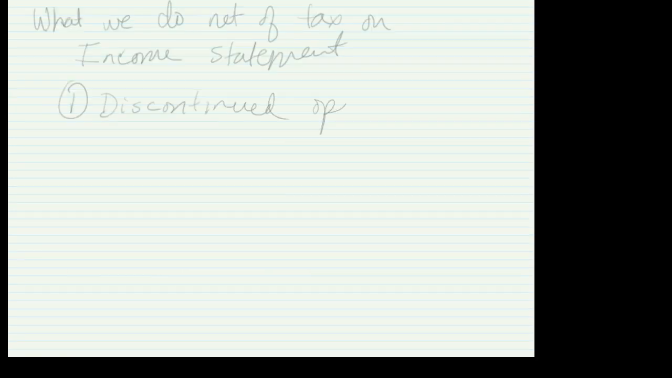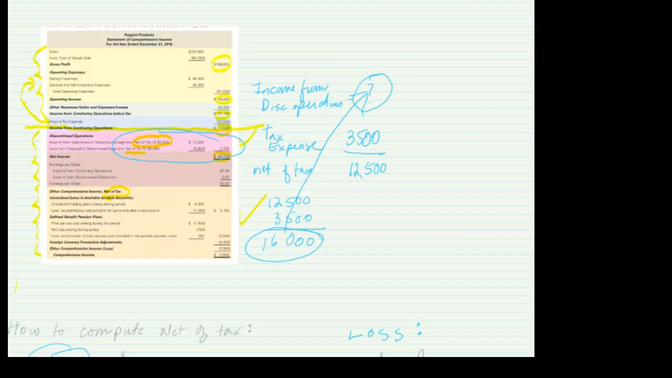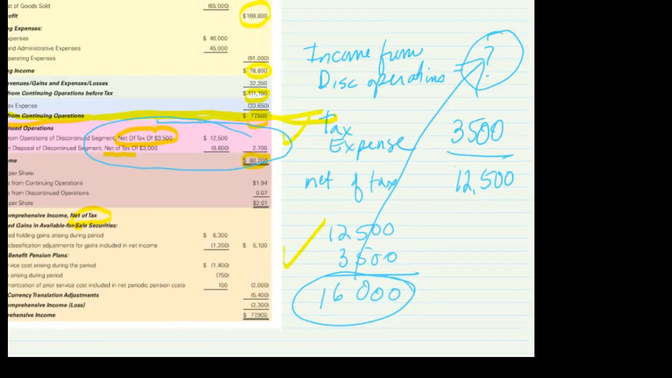What do we do net of tax on the income statement? Remember, anything below continuing operations: discontinued operations and all OCI items. This is called intra-period tax allocation. That's the official word. But basically, it's associating the income tax expense with everything shown above it, and everything shown below has to be done net of tax.